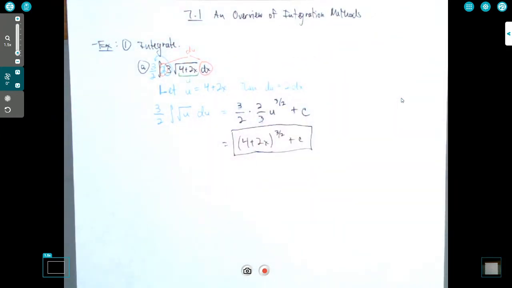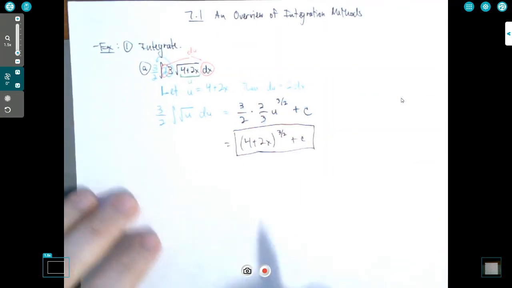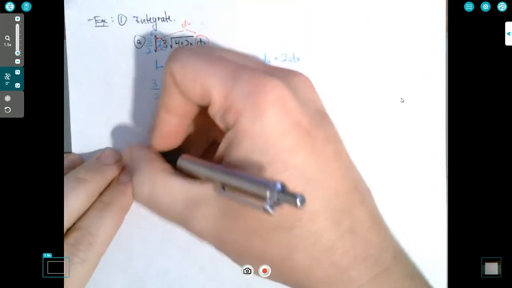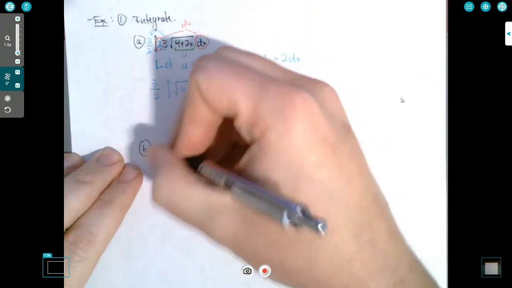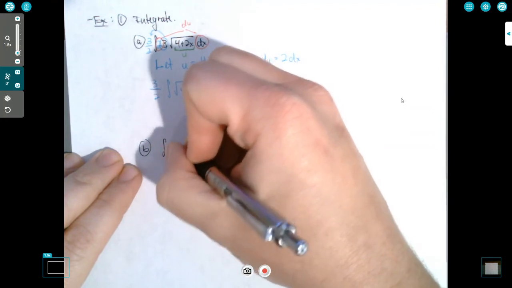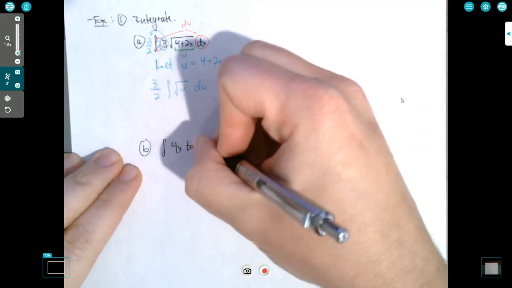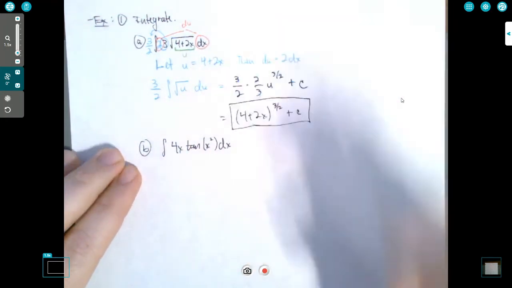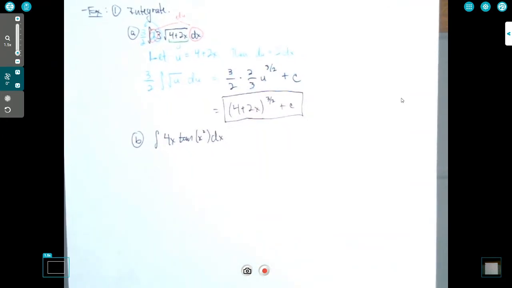So that's U substitution, right? We've been doing it all semester. So the rest of the U substitutions I'm not going to do in quite that amount of detail. But let's look at another one. Let's do the integral of 4x tangent x squared dx. I'm just going to stick to my black ink because it's showing up better here.